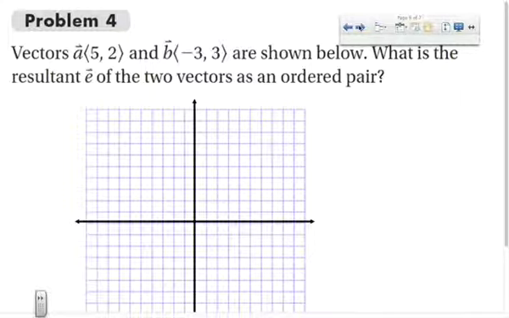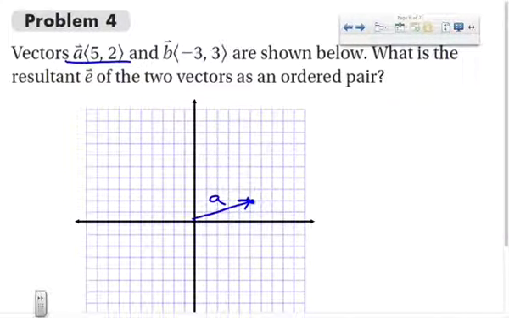All right, in problem 4, they're asking for the resultant of two vectors. Don't panic. All you're doing is adding the vectors together. So look at what happens visually when we do this. I'm going to take vector A and plot it on my grid. So vector A is at 5, 2: 1, 2, 3, 4, 5, 2. There is vector A.